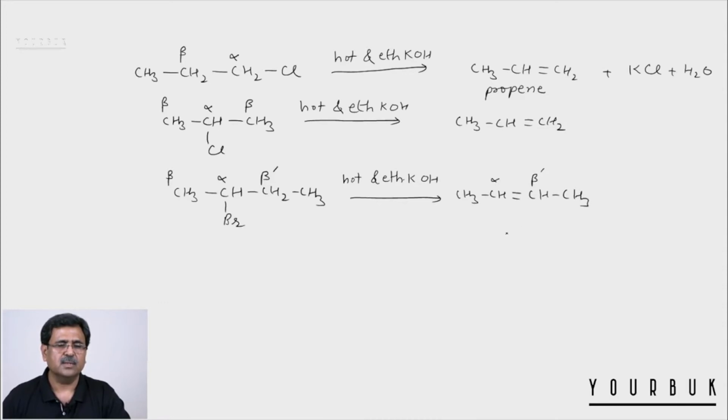Now the second alkene is but-1-ene, and in case of but-1-ene, you have a double bond between the alpha and the beta carbon present. If you look at these two alkenes, they have the same formula, they have the same arrangement of carbon, but the only difference is in the position of the double bond. These two isomers are called position isomers.